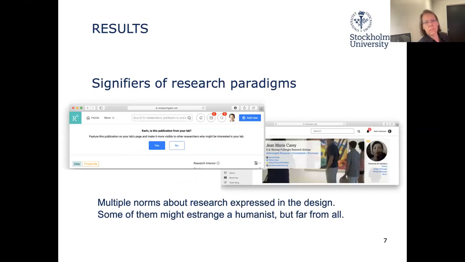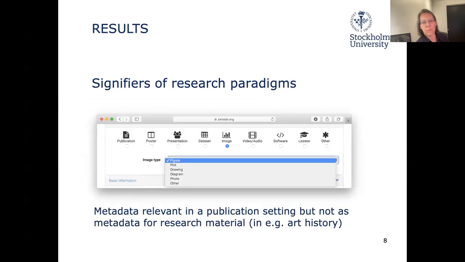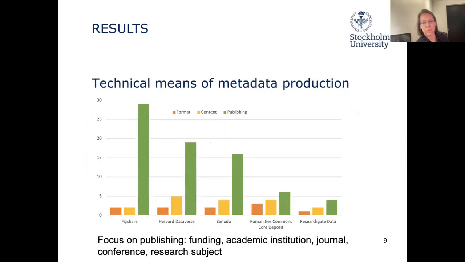And the results show that multiple norms about research are expressed in the design of these interfaces. Some of them might estrange humanists, like referring to research labs, but far from all. However, when it comes to how the data is described in these contexts, it makes sense in a publication setting, but not for describing research material, for example, in art history.